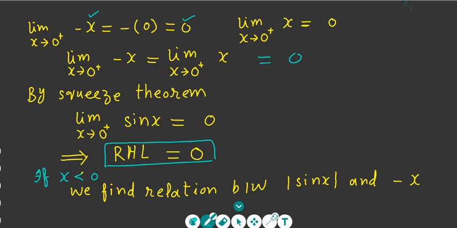Now we are taking negative real numbers. Negative real numbers are the numbers that are less than 0. We find the relationship between sine of x, this is a positive quantity, and as we are taking negative real numbers, so we multiply by minus 2 negative number. In this case we get positive real numbers.